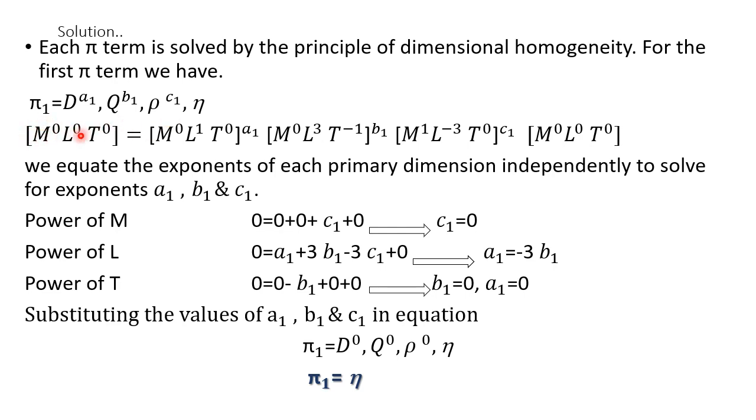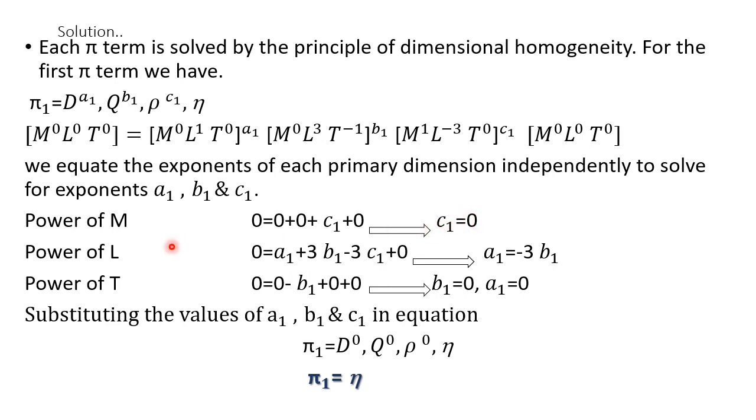Now let us compare the power of dimension m. On the LHS it is 0, and here m to the power 0 into a1, so anything multiplied by 0 is 0. Next, plus m to the power 0 into b1, so it is also 0. Next, here I have m to the power 1 into c1, so plus c1, and here I have nothing, plus 0. So when I simplify this, I get c1 is equal to 0. I got one constant. I have identified c1. Now I need to identify a1 and b1.